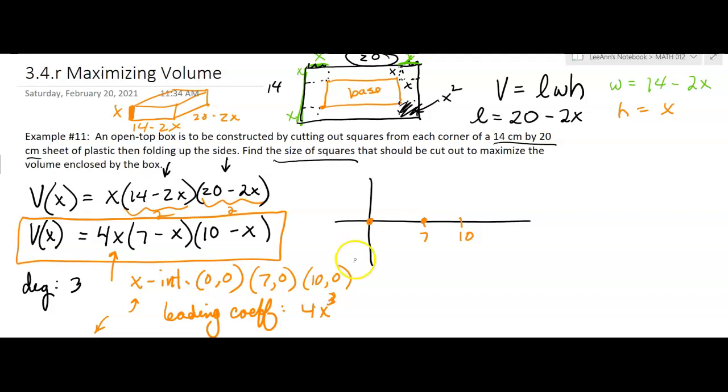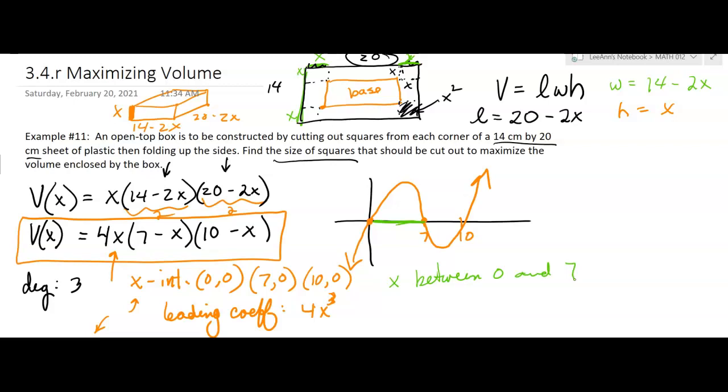So we know it's going to come up here, go up, come down, and then go back up. That's the basic picture of our function. However, we need a positive output. We need a positive volume. So that's going to restrict us to just right here. I've got to have x being between 0 and 7. Now, does that make some sense to us?